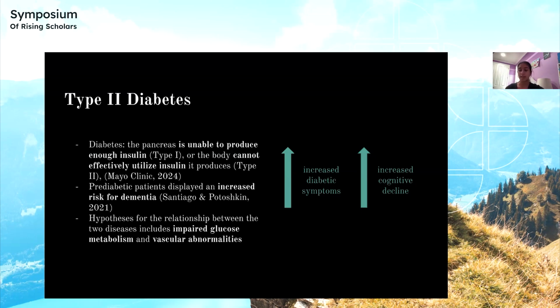Patients who were pre-diabetic displayed an increased risk for dementia, suggesting that even early alterations in glucose metabolism trigger neurodegeneration. Despite the numerous linkages between type 2 diabetes and Alzheimer's, the mechanism connecting the two is yet to be fully understood, and many theories include impaired glucose metabolism and vascular abnormalities.